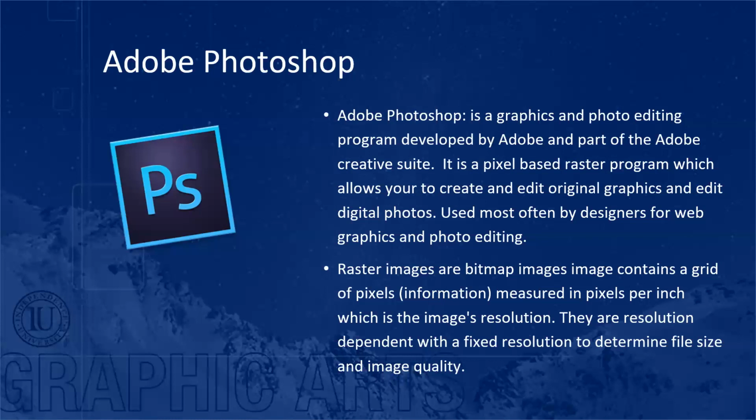Raster images are bitmap images. They contain a grid of pixels. Those are those little teeny squares of color or information that all come together to make an image. So when someone says it's pixelated, it means that you can actually see those tiny squares. And the more pixels, the higher the resolution, the higher the quality, because you can no longer see those pixels.